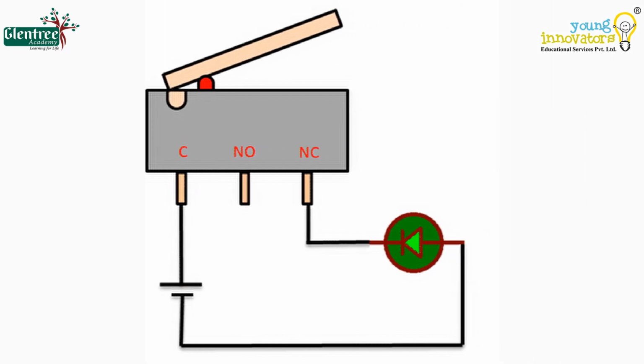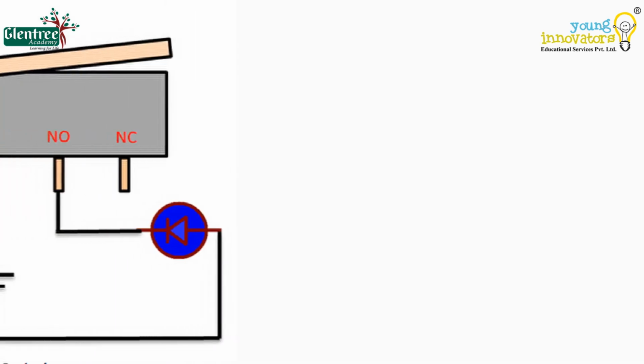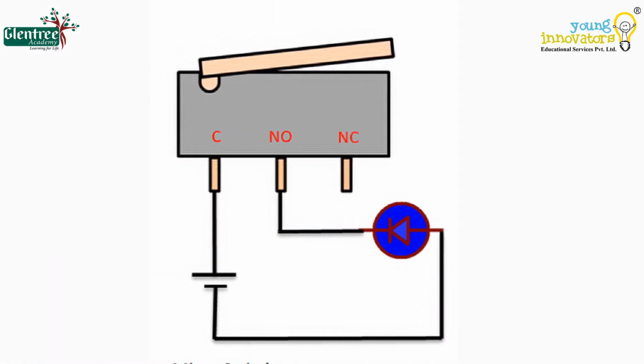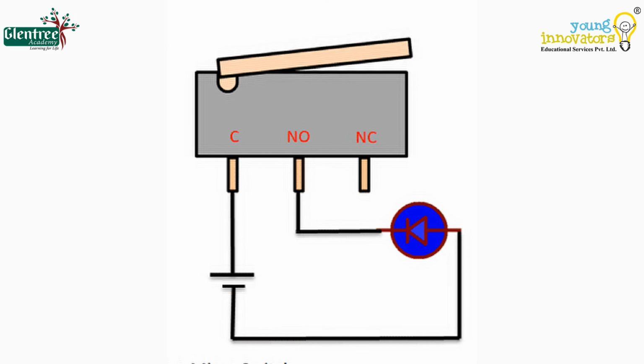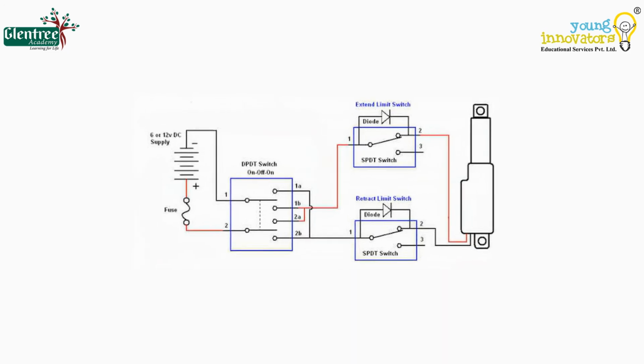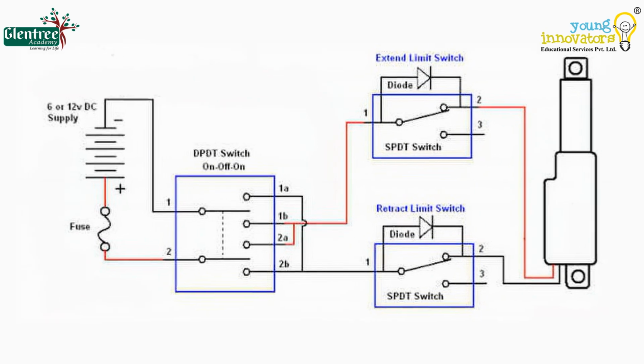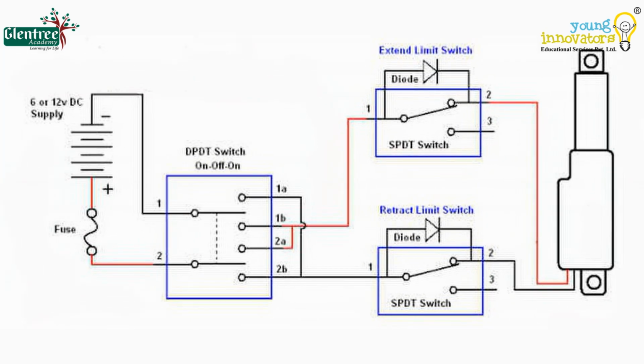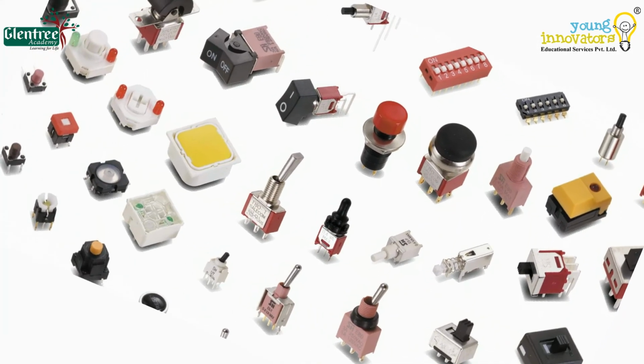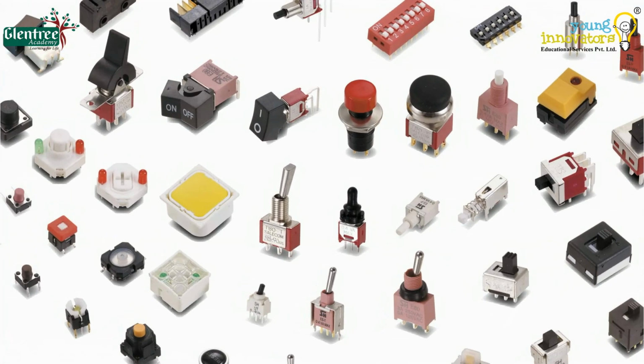When a slight force is imposed on the lever or when it gets pressed, the C and NO terminals get connected and the blue LED glows, as there is no contact between the C and NC terminals. Depending on the application, we can use the SPDT microswitch in NC or NO mode. Based on our requirement, we can select the switches and make the circuit.